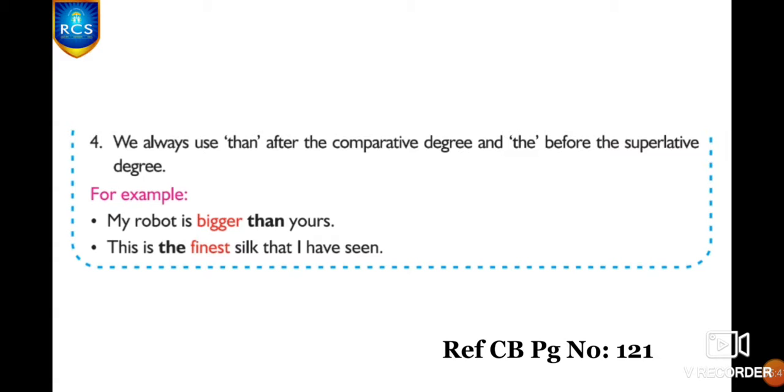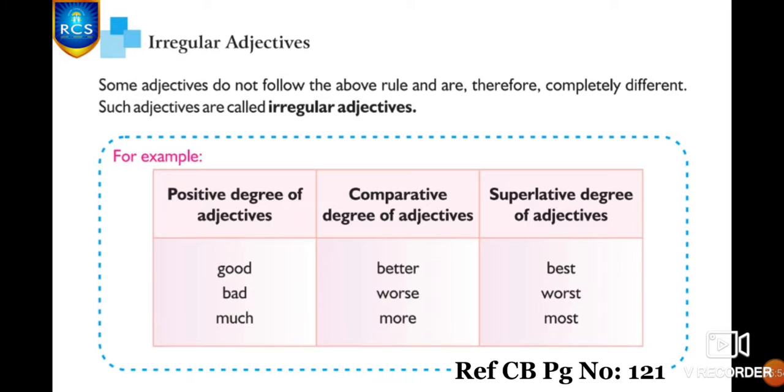sentence. For example, my robot is bigger than yours. This is the finest silk that I have seen. Clear, children? Are you all clear about the 4 points in this? Yes. And now let's learn about irregular adjectives. Some adjectives do not follow the above rules and are therefore completely different from them.